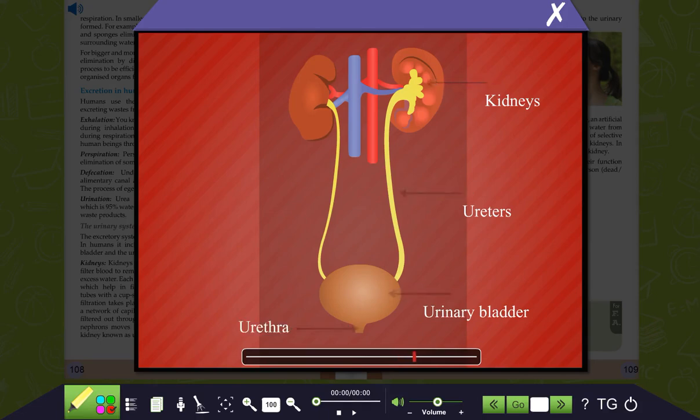Urethra. Urethra is the tube that allows the passage of urine. A healthy human being passes about 1.5 to 2.5 liters of urine every day.